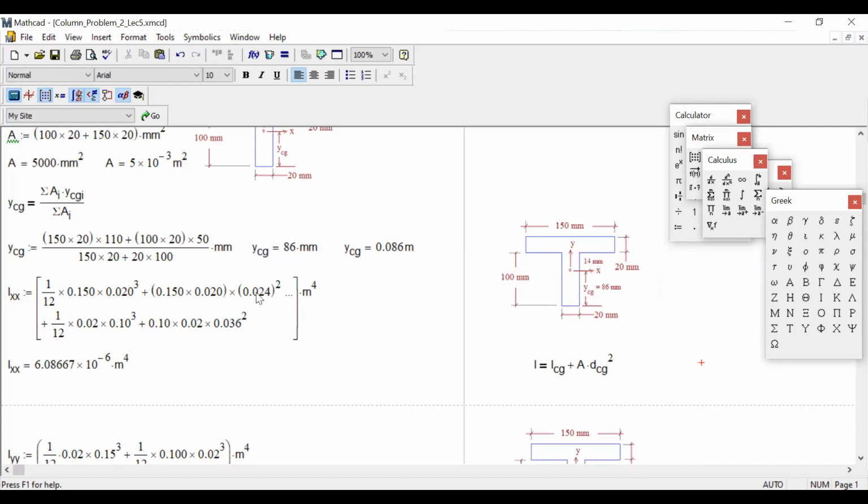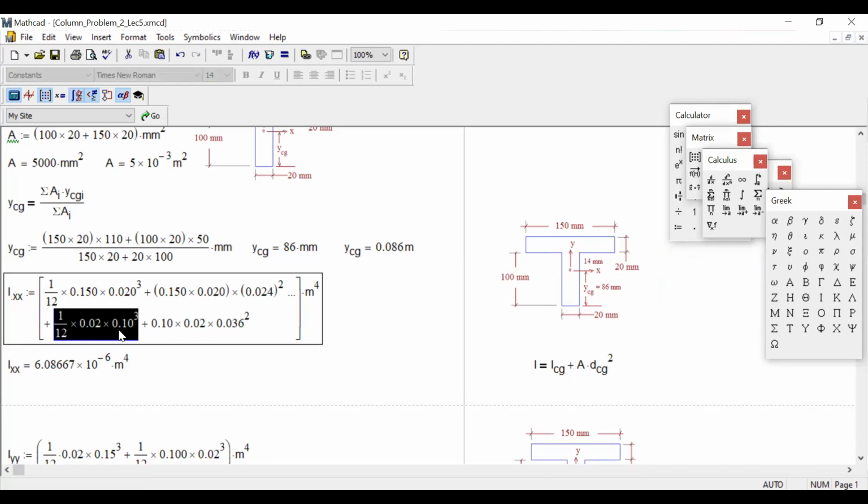Now we have to take the bottom area. Bottom area. So again, formula 1 by 12 B H cube. In that case, B is 0.02, H is how much? 100, right? The 0.1 whole cube plus A D square. So A is the 0.1 into 0.02, this area. What is the D? So you see CG of the top portion, not the top, the lower portion, right over here. What is the CG? At the midpoint.